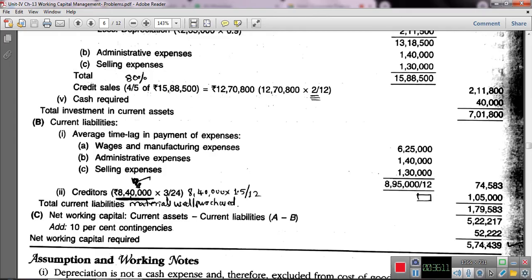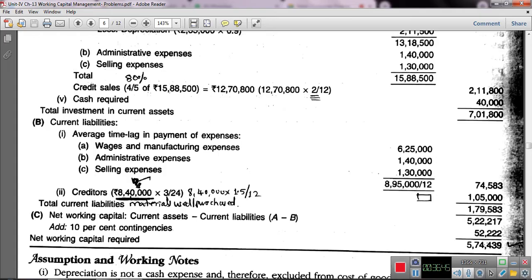Thank you. So now we have estimated the total current assets, 7,01,800. Let's go ahead and estimate the current liability. The first current liability is average time lag in payment of expenses. The three expenses given in the problem are wages and manufacturing expenses 6,25,000, administrative expenses 1,40,000, and selling expenses 1,30,000. Total of all these expenses is 8,95,000 rupees.